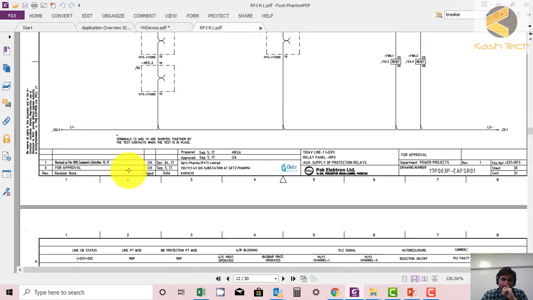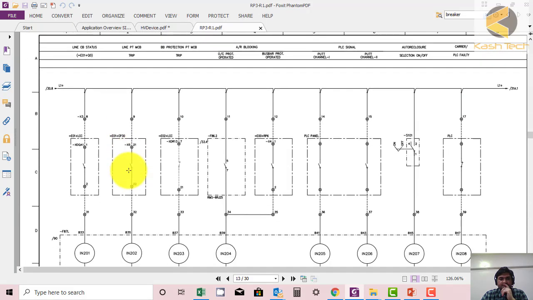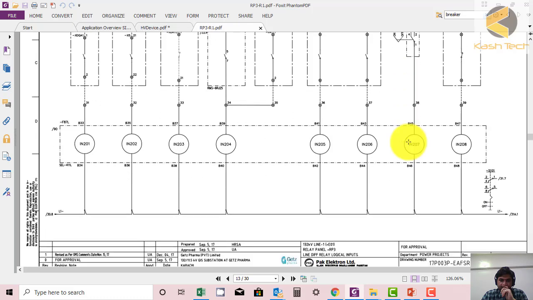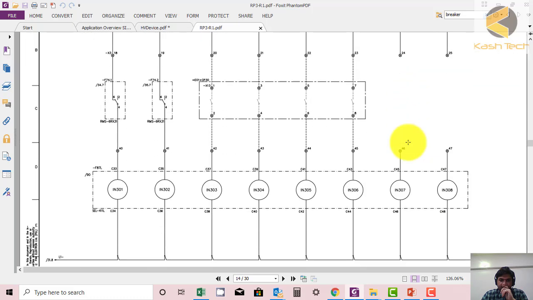So this is the power supply, and again this is F87. This is again function 87L. This is a line differential relay. IN here is the binary inputs of the relay. S101 is a selection. You can make this relay on and off through this. Okay. We'll move further.